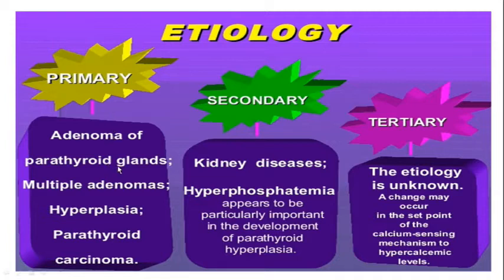You have adenoma of the parathyroid glands, which is associated with multiple adenomas, or as a part of multiple endocrine neoplasias, where you will have hyperplasia of the parathyroid gland, which is associated with other abnormalities, and then you can have parathyroid carcinoma. Kidney disease is a secondary cause, the most prominent cause, and then you have a tertiary cause, where the etiology is actually unknown, and there appears to be an alteration in the set point of the calcium sensing mechanism to a hypercalcemic level.